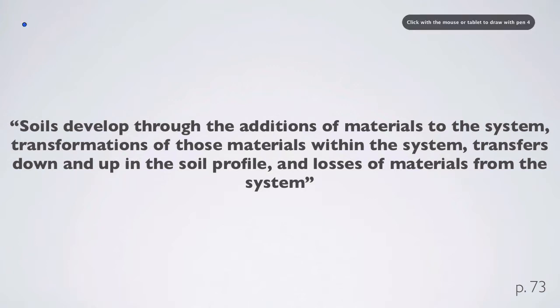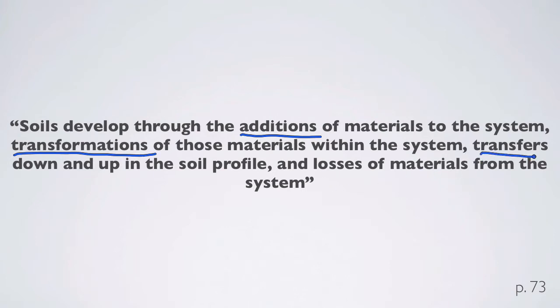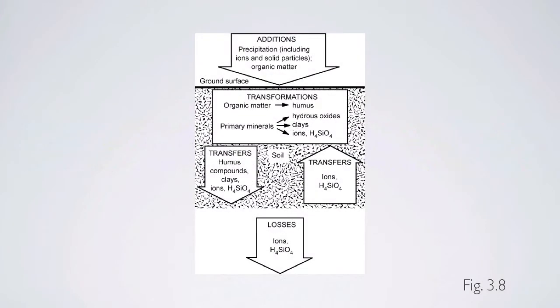So to take a look at this, there are four main factors that are associated with the development of soils. We have additions of materials, transformations, transfers, as well as losses. Here in figure 3.8, the authors show some of the basic processes associated with soil development. And we're going to cover each of these in this chapter here.